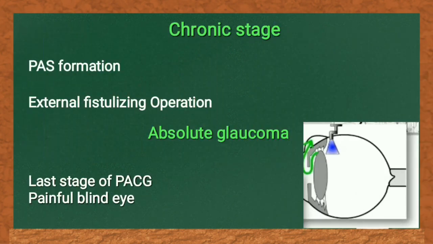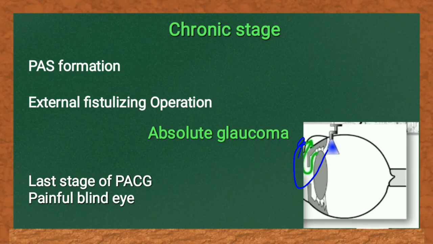The third stage is the chronic stage, in which the patient presents late. After the acute stage, he becomes late, and the peripheral anterior synechia has already been formed. So in this condition there is no role for iridectomy. The treatment of choice in this condition is to do an external fistulization operation.